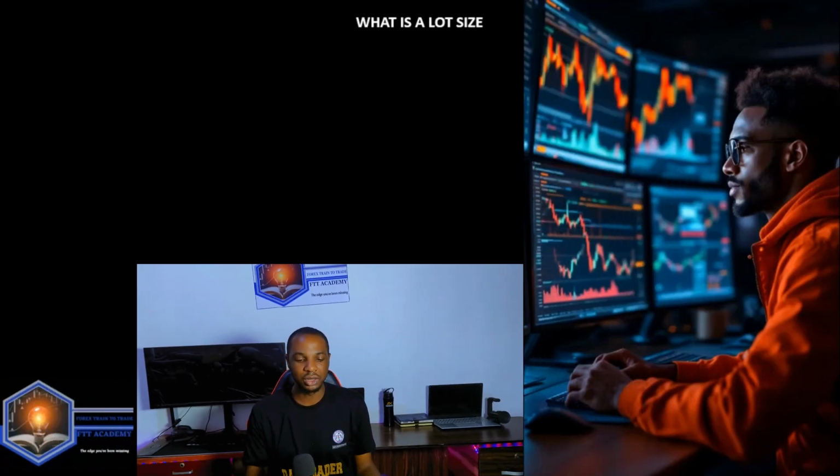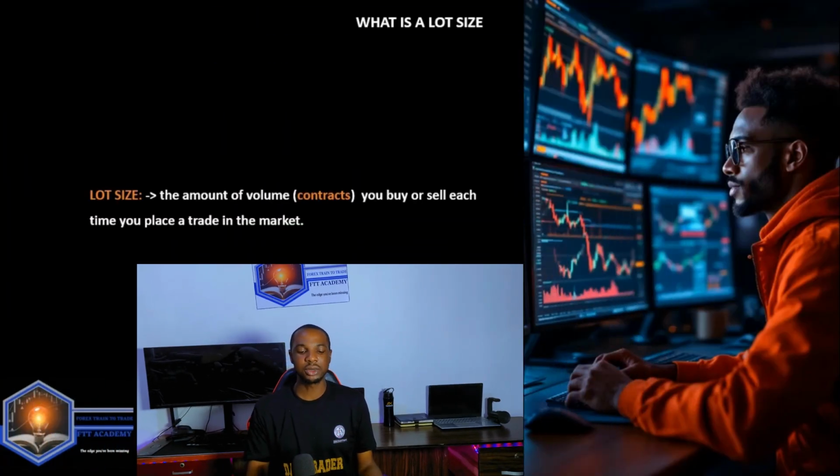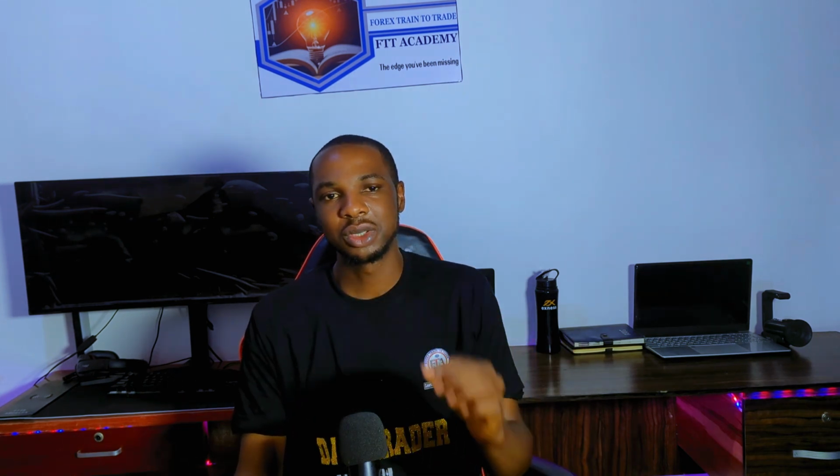So what is lot size in forex? When we talk of lot size, it's the amount of volume or contracts you buy or sell each time you place a trade in the market. So anytime you press that buy button or that sell button, lot size is what you use. It's the amount of volume you inject into the market, whether you want to buy a currency or sell a specific country's currency.